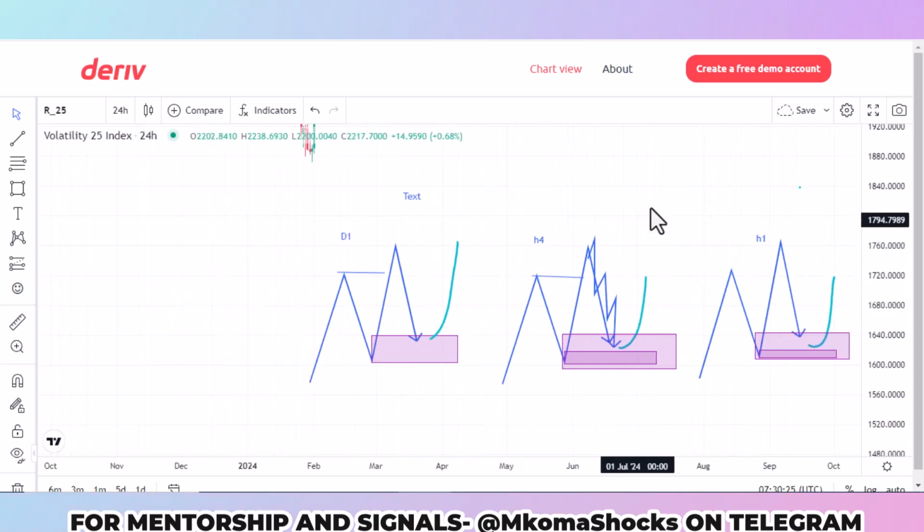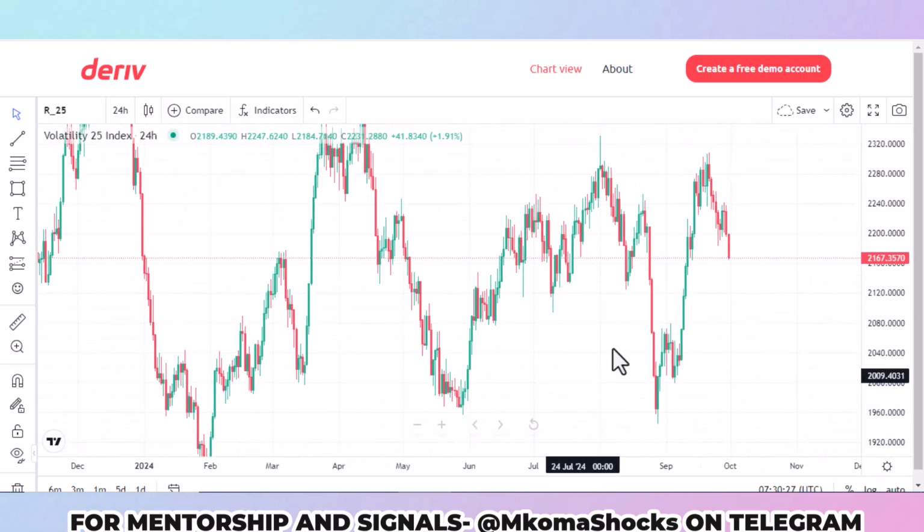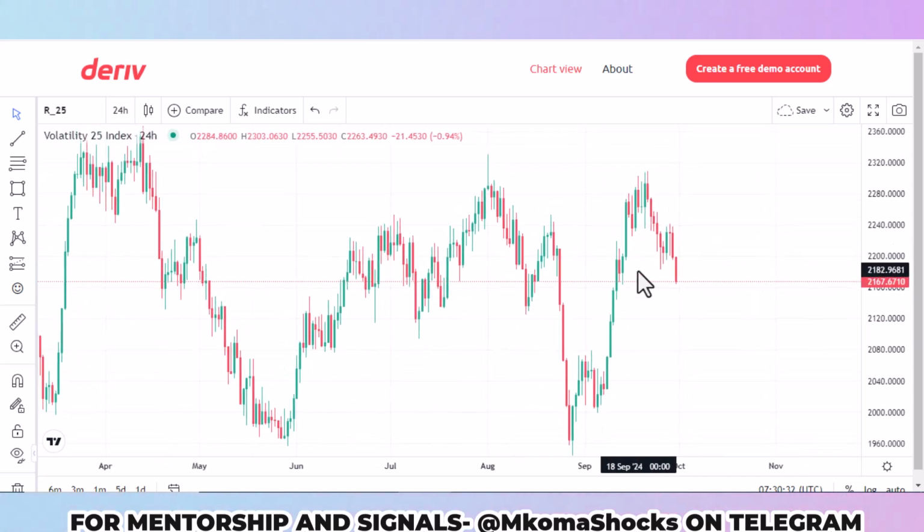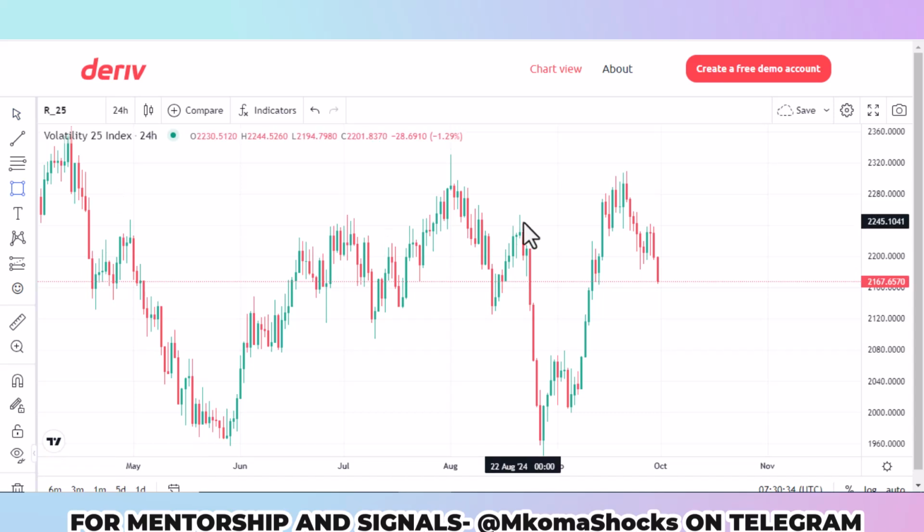So with that out of the way, let's look at the charts, and let me give you an example that you can use. On this part, this is the D1, right? This is the 24 hour. If you draw out your order block like this, you're going to see that this is your order block, and price came back and retested that order block with this retracement, as you can see.